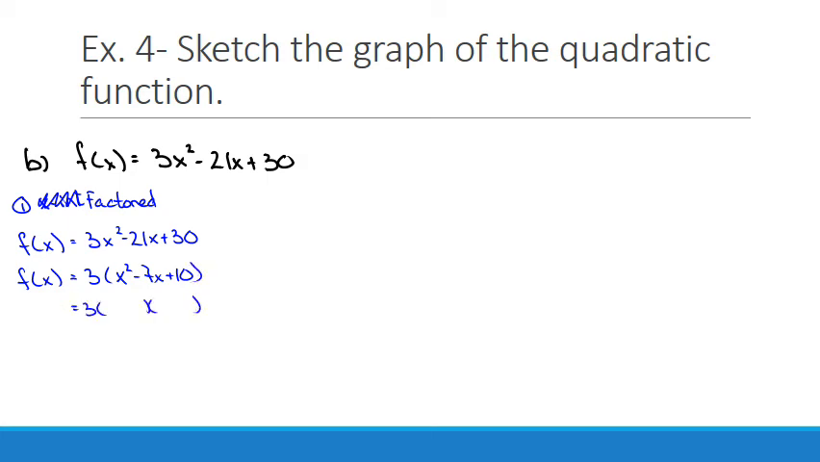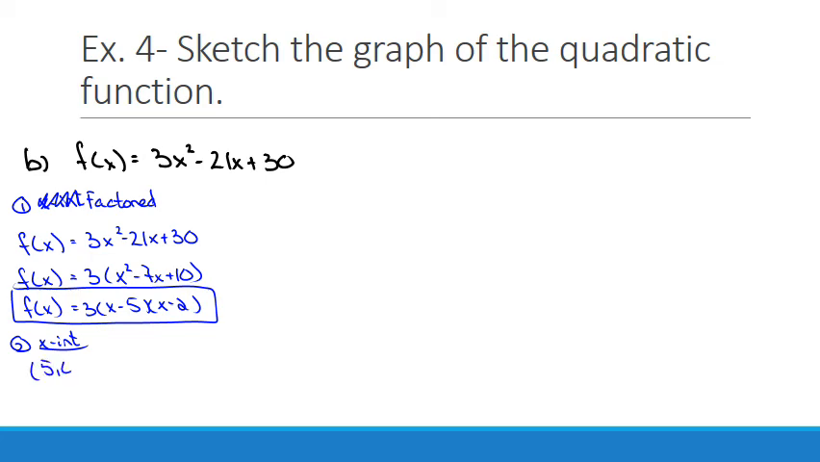Factors of 10 that add to negative 7: negative 5 and negative 2. So that's my factored form. Now that I have that, I can find my x-intercepts really easily. I could also have just left it in standard form and solved for them, but I think this is quicker. That's why I'm going to do it this way. So I'm going to have 5 and 0 as one x-intercept. The other one will be positive 2 and 0.